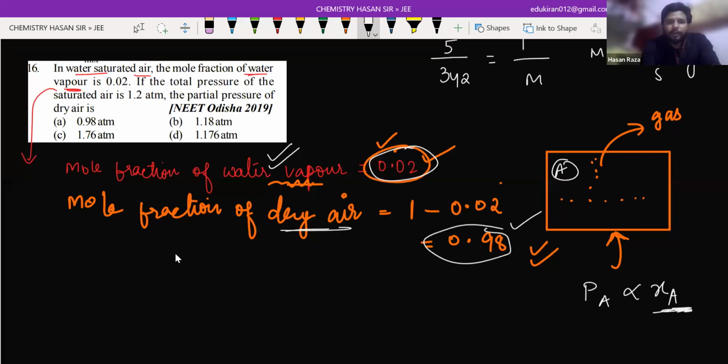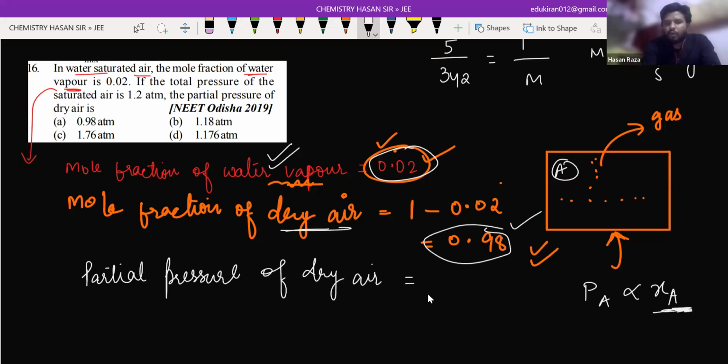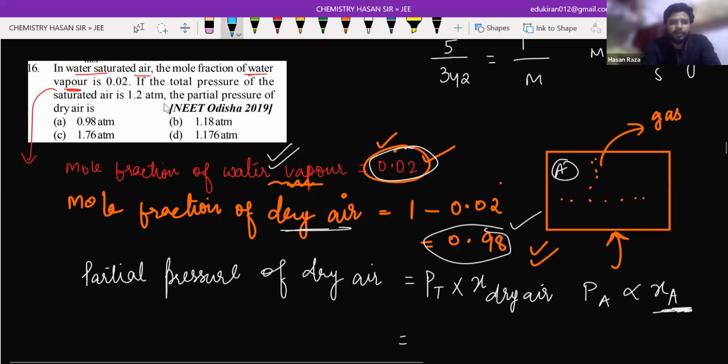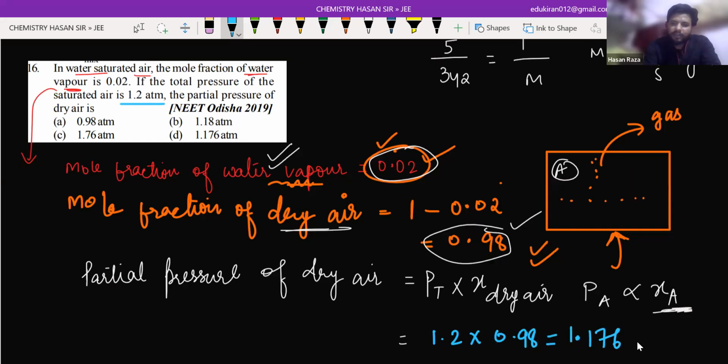Now you need to calculate the partial pressure of dry air. So you have studied in states of matter, Dalton's law: the partial pressure of dry air is equal to total pressure into mole fraction of dry air. The total pressure you can see here is 1.2, and the mole fraction of dry air is 0.98. So you will be getting 1.176 atm.